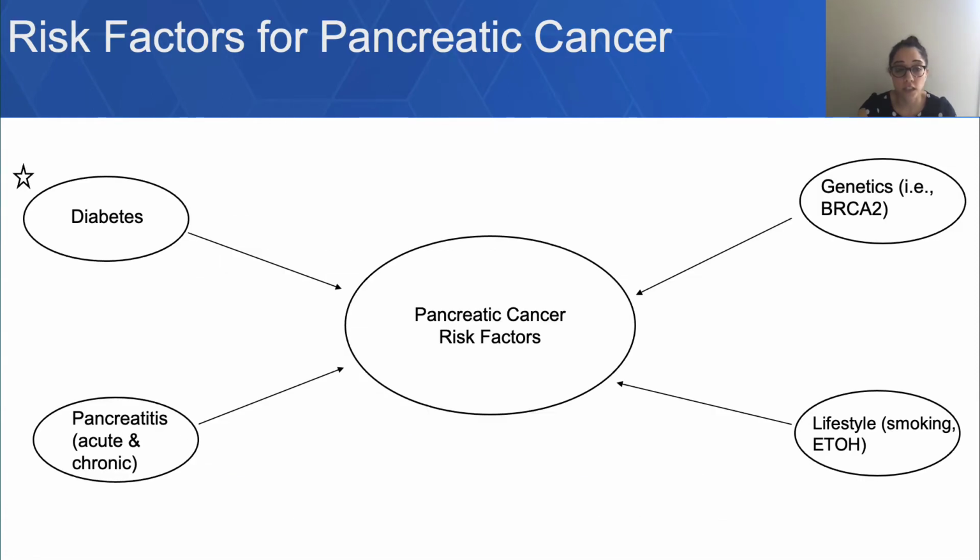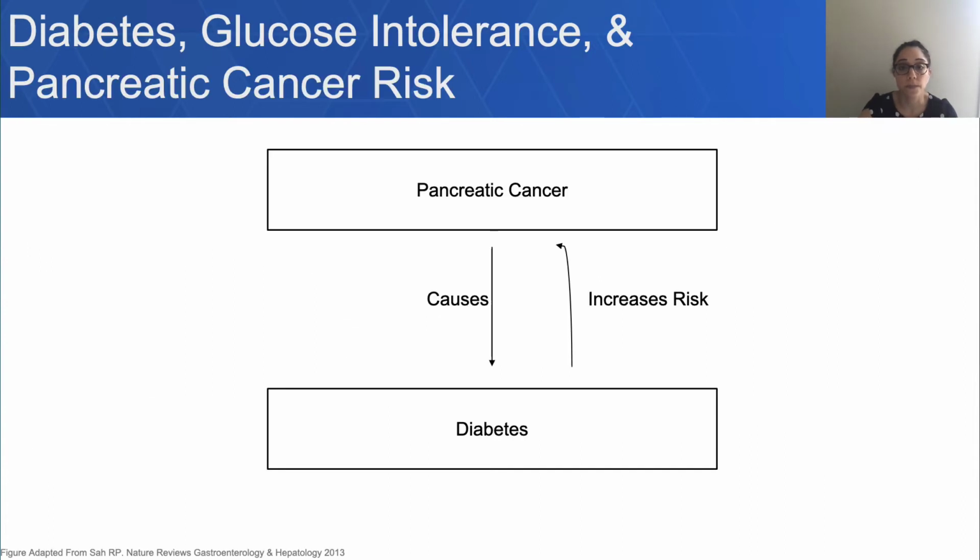Next, we are going to discuss diabetes as a risk factor for pancreatic cancer. The relationship between diabetes and pancreatic cancer has been known for over a century. What we know is that the complex relationship between diabetes and pancreatic cancer is bidirectional, meaning that pancreatic cancer causes diabetes, but that diabetes is also a risk factor for developing pancreatic cancer.